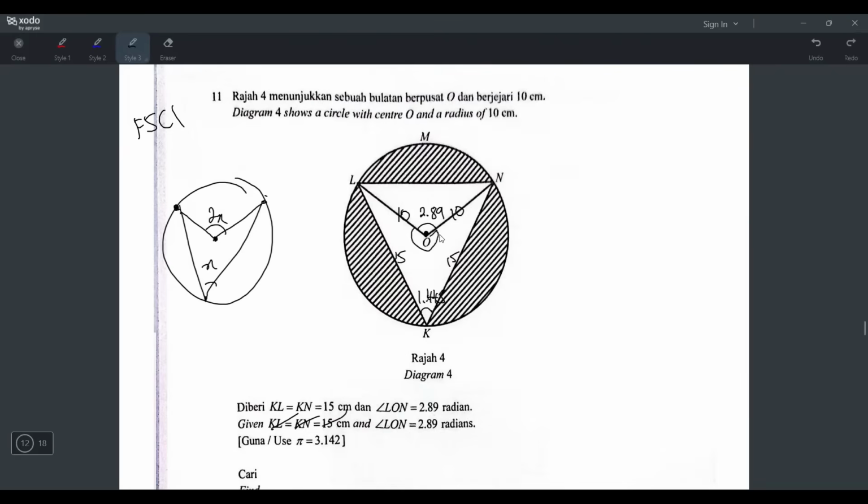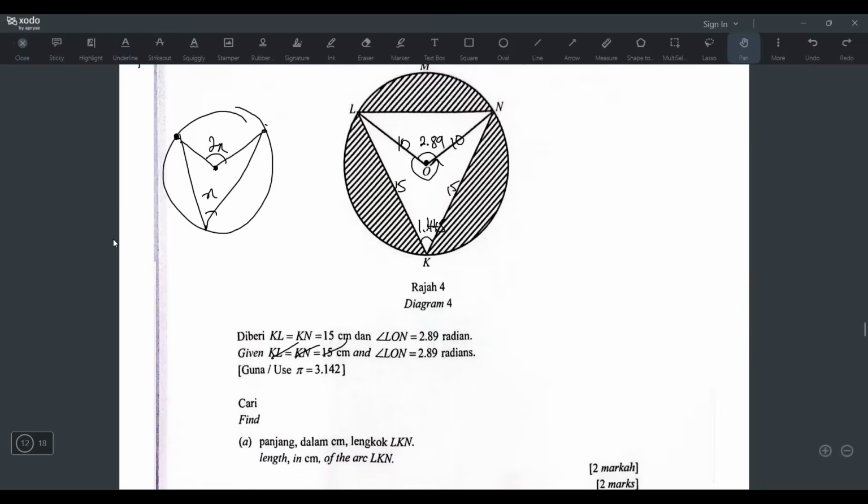And how to find this? Okay, this one you can take 2 pi minus. Because one whole circle is 360 degrees, but in radian is 2 pi. So you can take 2 pi minus 2.89 to get the angle here. Okay, let's see what the question wants first.